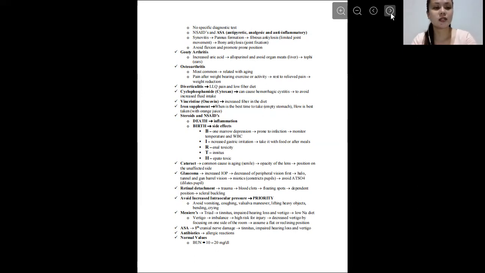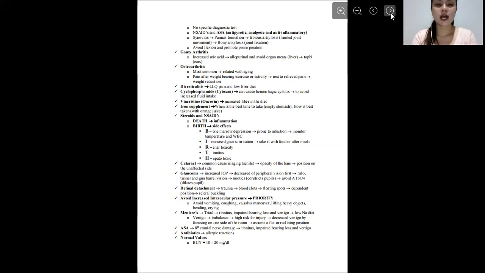So gouty arthritis. What is gouty arthritis? It is a common form of inflammatory arthritis that is very painful and affects one joint at a time, often the big toe joint. If there is gouty arthritis, uric acid is increased. Decreased excretion of uric acid is a common cause of gout.